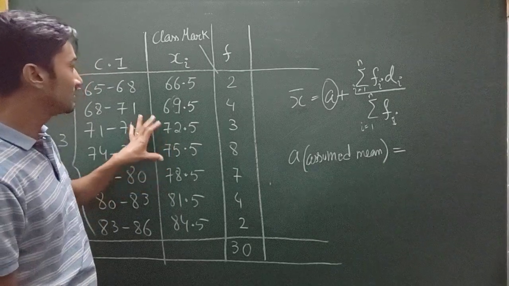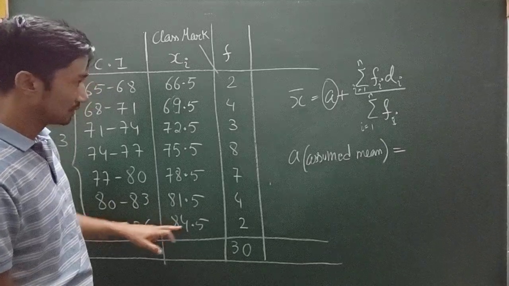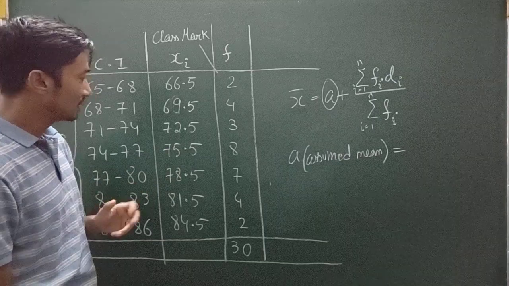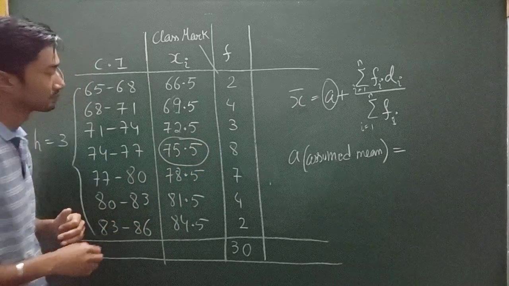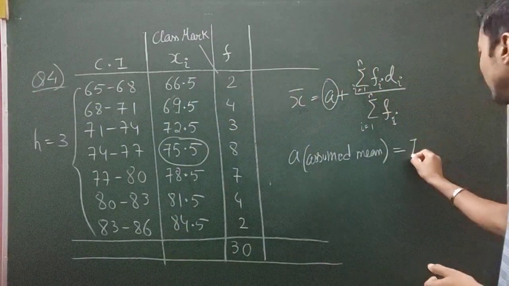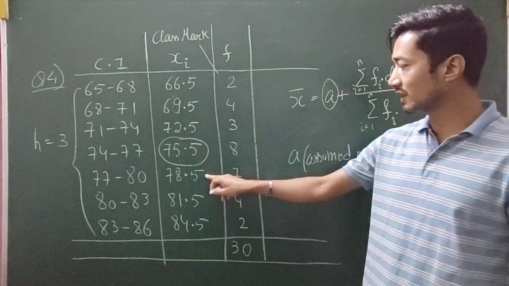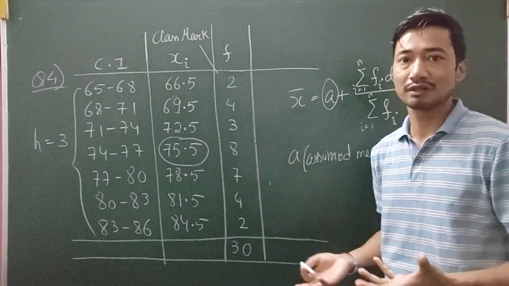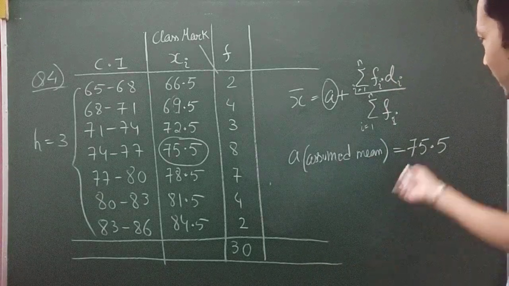So here how many entries do we have? 1, 2, 3, 4, 5, 6, 7. So we have 7 entries, and the middle value is 75.5. That we will assume to be our assumed mean, 75.5. Of course you can take these values also as a, you'll get the solution, but we just prefer the middle value, that's all. So our assumed mean here is 75.5.